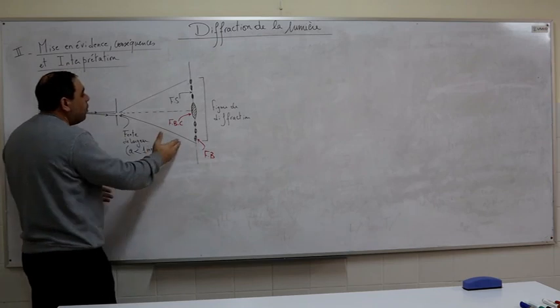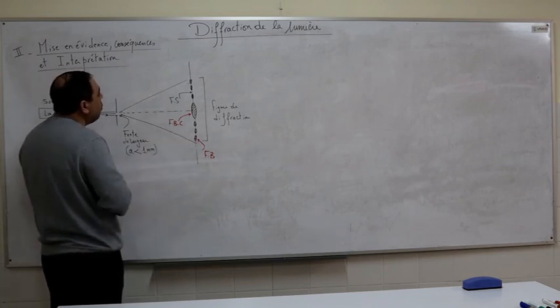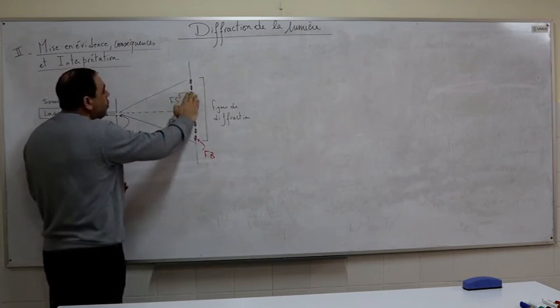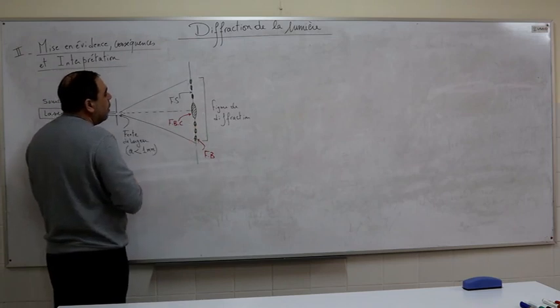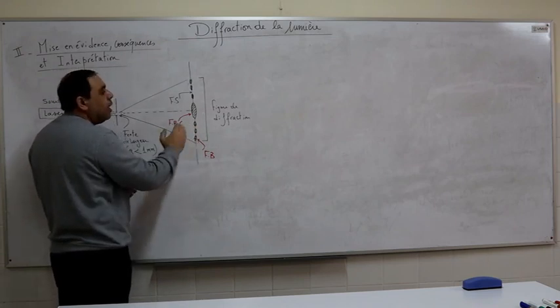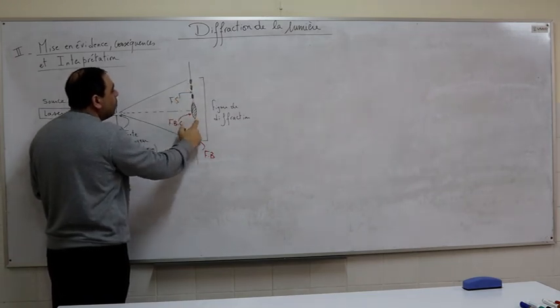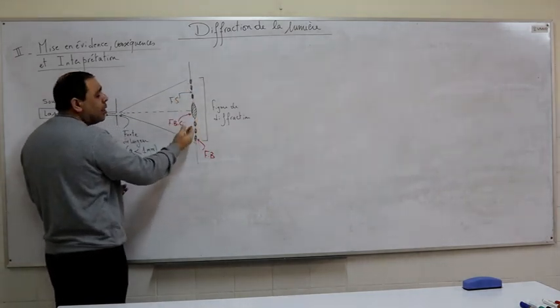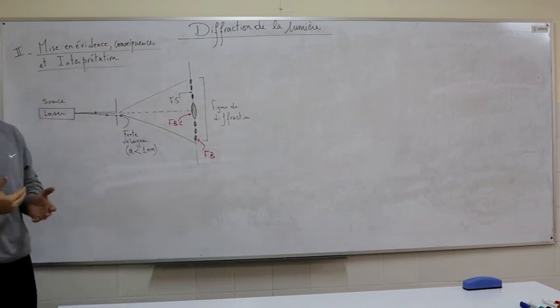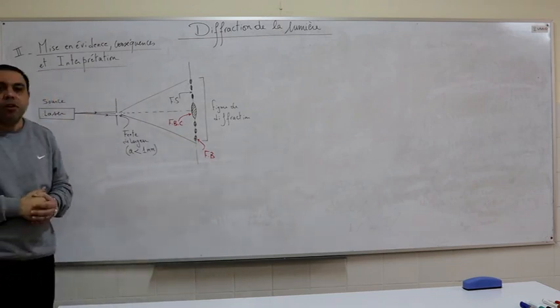Returning back to the screen here, the region isn't lit completely, as you can see, but there are points or dark regions. So how can we interpret the formation of such dark regions? And how can we interpret the formation of the bright ones?